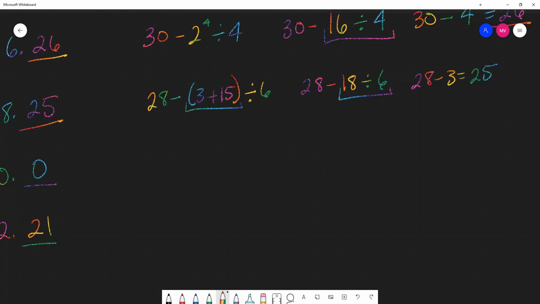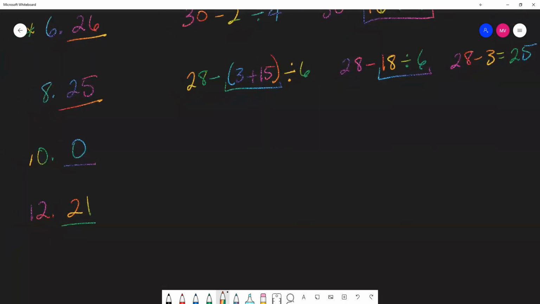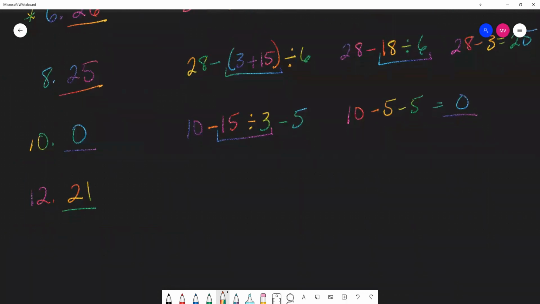Number 10 is 10 minus 15 divided by 3 minus 5. Zachary, what do we do first? Yeah, we have to do our division. So we end up with 10 minus 5 minus 5. 10 minus 5 is 5. 5 minus 5 is? Yes, so that's where we get our answer from.